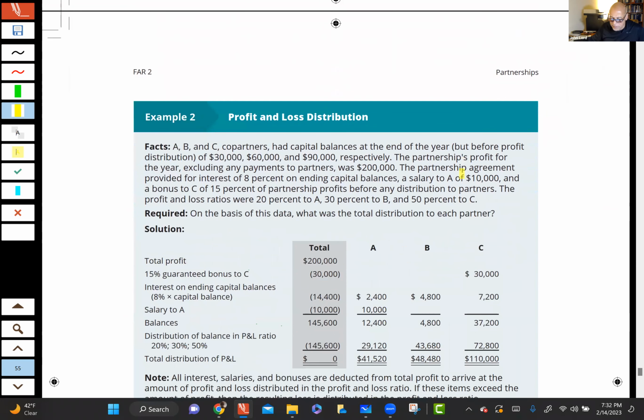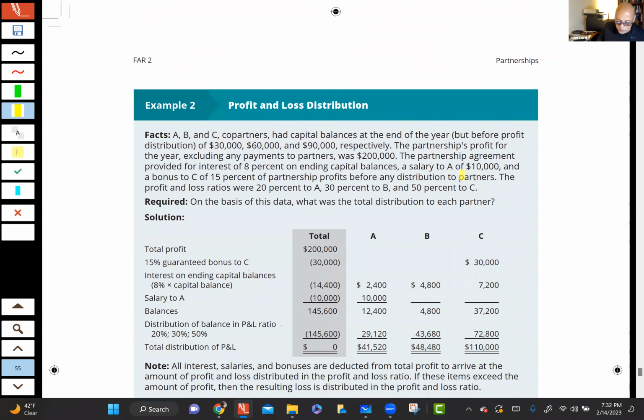and see if our reading comprehension is such that we understand what to do. So they tell us that ABC co-partners had capital balances at the end of the year, but before profit distribution, of 30, 60, and 90. The partnership profit for the year, excluding any payments to partners, was 200,000. The partnership agreement provided for interest of 8% on ending capital balances, a salary to A of 10,000, and a bonus to C of 15% of partnership profit before any distribution to the partners. Then anything that's left will go 20% to A, 30% to B, and 50% to C.